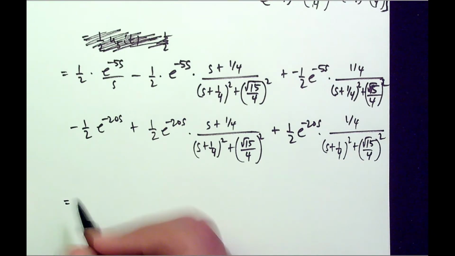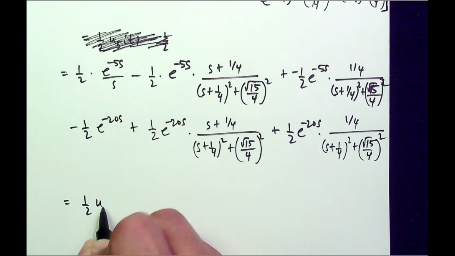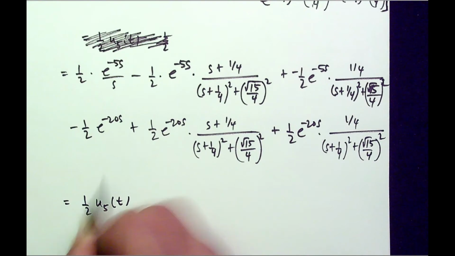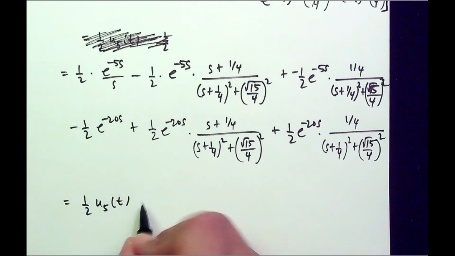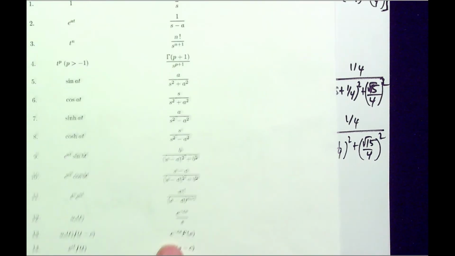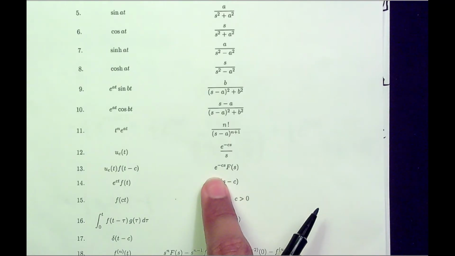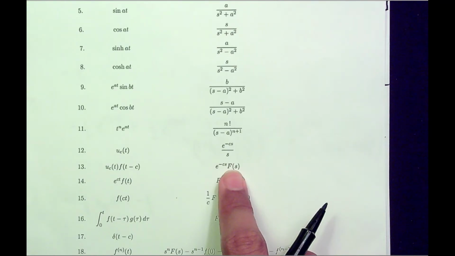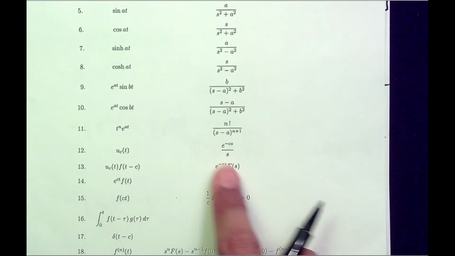Now we can invert. So this is going to be 1 half. This is what I had, u5 for the first one. This is minus 1 half. Now, how do you invert that? Well, I have e to the negative 5s times something. So this is going to be u5, because the c is 5 in this one.